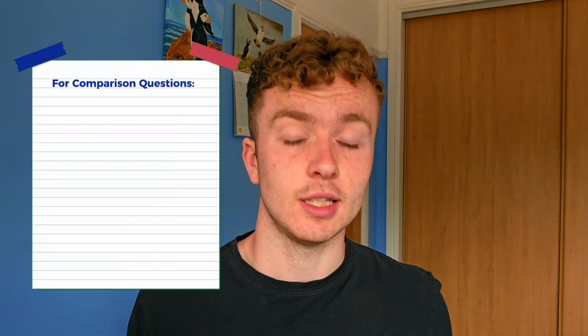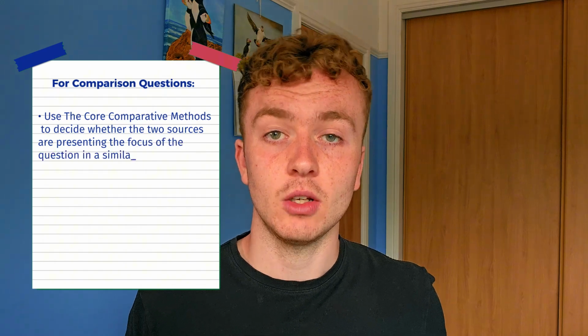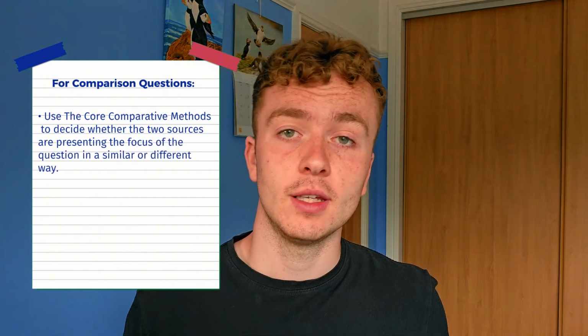So, when faced with a comparison question like this, the first thing you need to do is use the core comparative methods to decide whether the two sources are presenting the focus of the question in a similar or different way. Here, we're comparing what the writers have to say about the girls' experiences of education in both sources. Our first call of action is to select quotations from both texts and, drawing on the core comparative methods, outline how they're used similarly or differently.